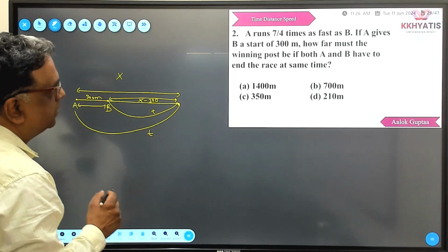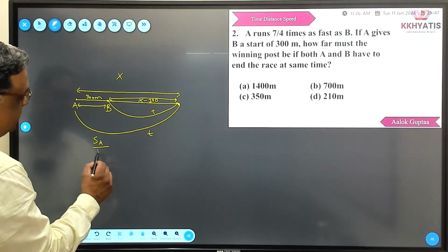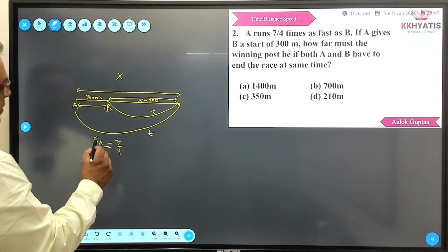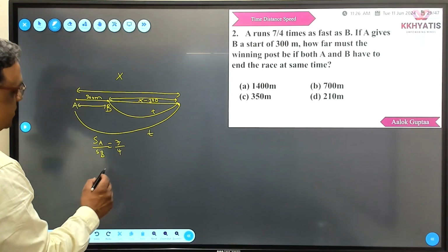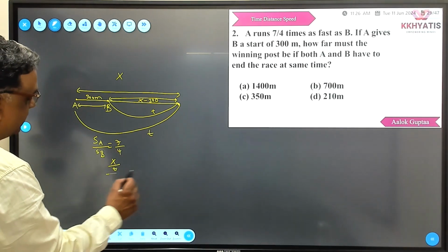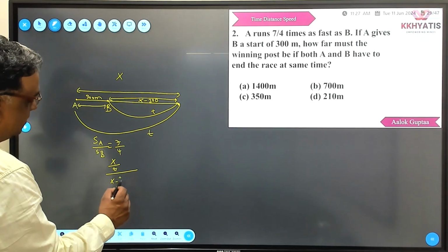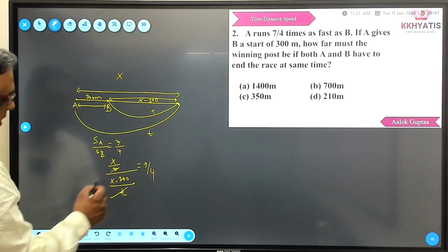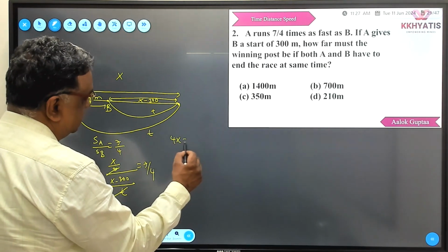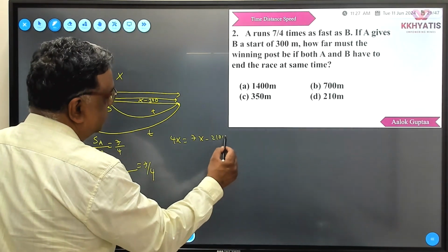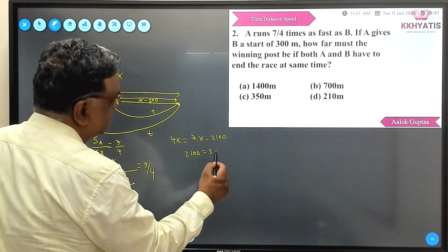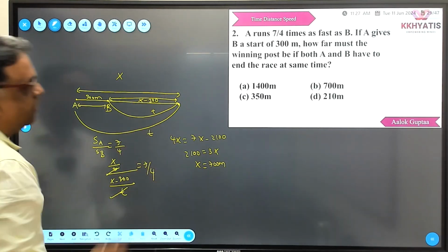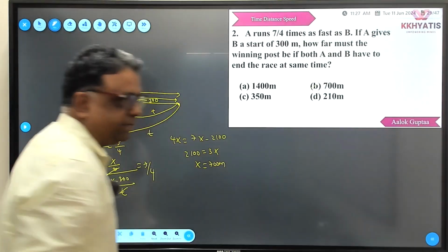Now speed of A upon speed of B is given as 7 upon 4. Speed of A is the distance covered, which is x in time t. Speed of B is distance covered again in the same time, which is x minus 300. This gets cancelled. So 4x is 7x minus 2100. So 2100 is 3x. So x is 700 meters. So they must have run a race of 700 meters. Okay, next.